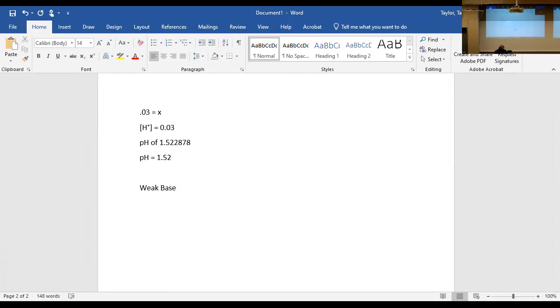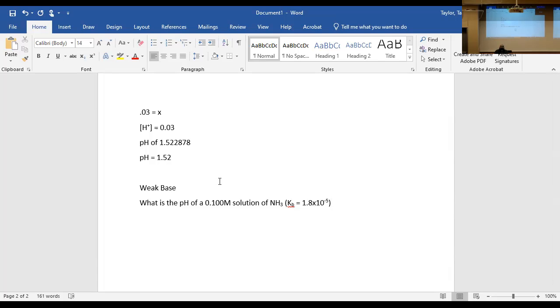So the weak base problem I have for us is we're trying to find the pH of a 0.100 molar solution of NH3 ammonia. And the Kb is equal to 1.8 times 10 to the -5th.